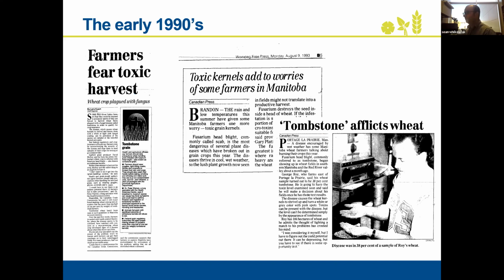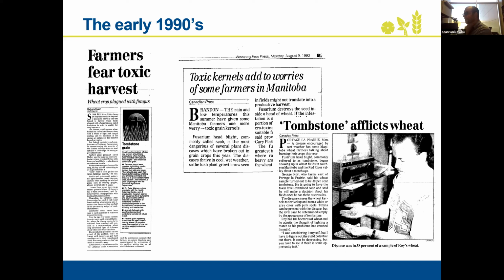And then in the 1990s, these are all newspaper clippings from 1993. It just blew up. The disease just exploded in Manitoba. So there are all these articles, even from the popular media, of this toxic harvest from Fusarium infecting different grains in Canada. In some samples, 38% of the kernels of this one variety had this disease in it. So there were all these stories that were coming back from individual farmers that showed that this disease was just exploding in Manitoba especially.